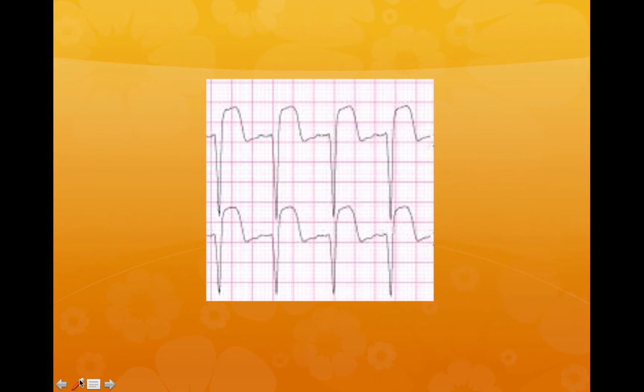This is quite an obvious example of ST elevation, and this is what people call tombstoning here. So this is a classic example of a STEMI, an ST elevation, an acute occlusion.